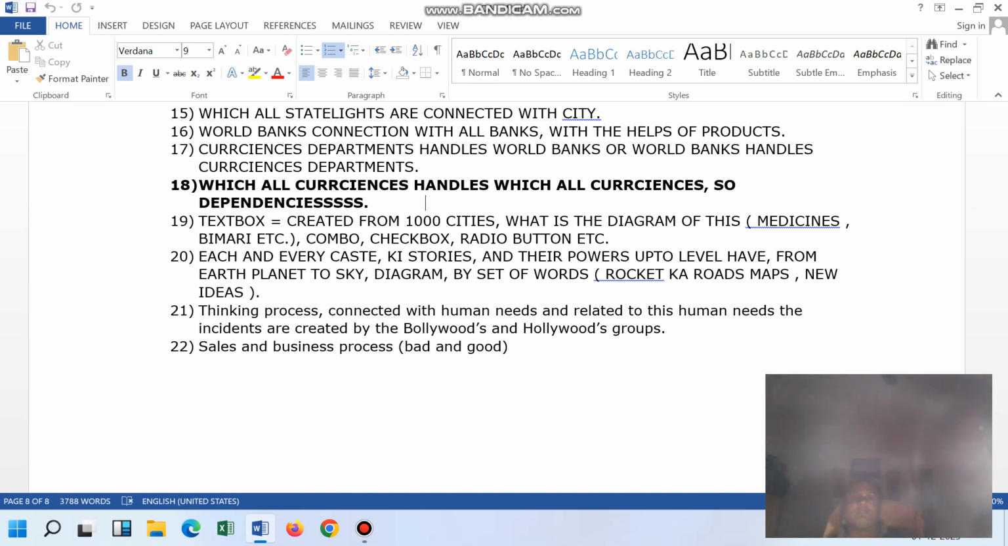All of these designs are from the Earth planet. All of these are designed from the Earth planet. So there are no other planets.